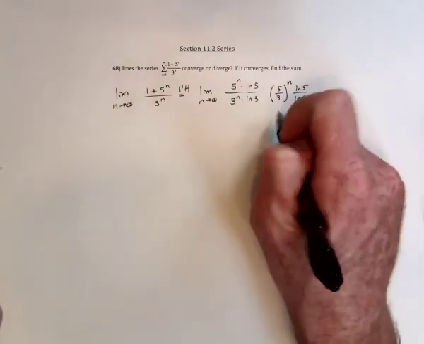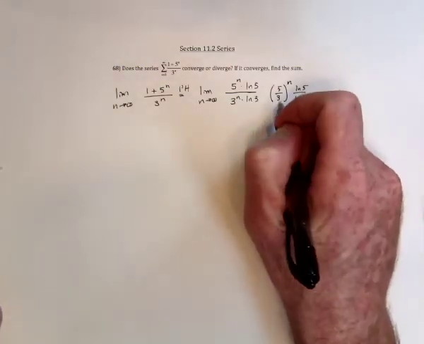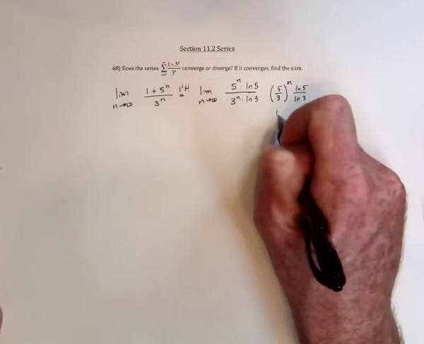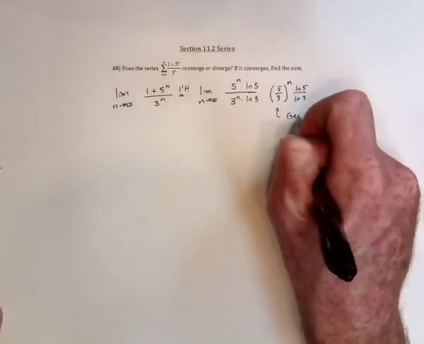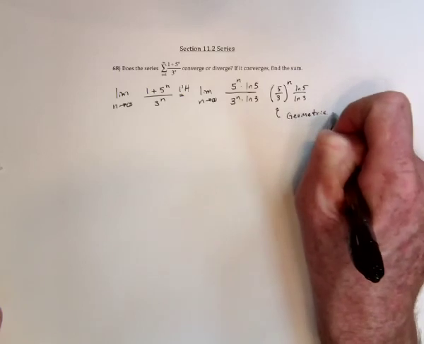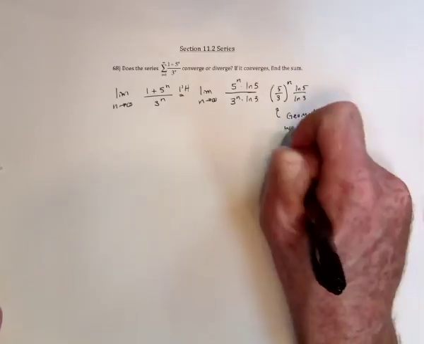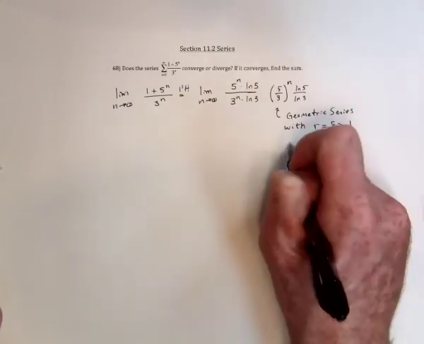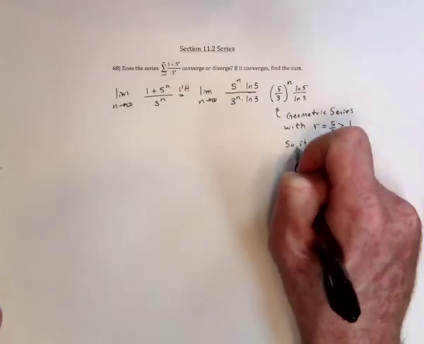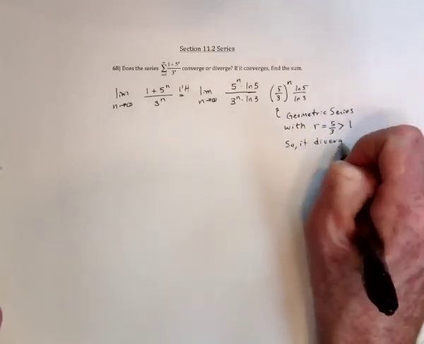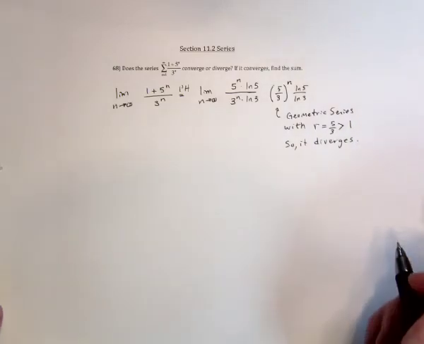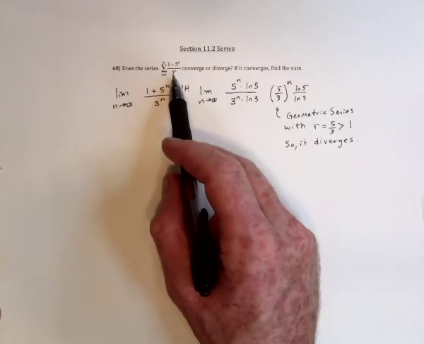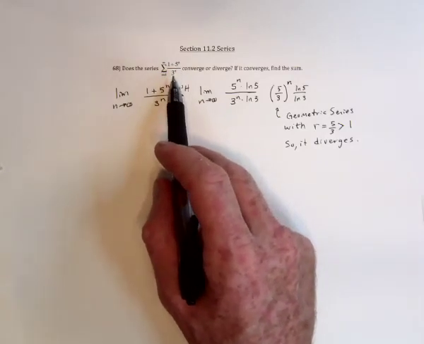Or you could say, so then this is, now that we used L'Hopital's rule and the 1 is gone, then this right here is a geometric series, and the r, which is 5/3, is bigger than 1, so it diverges. Likewise, if this 5 and 3 were switched, then it would probably converge for pretty much the same reason.